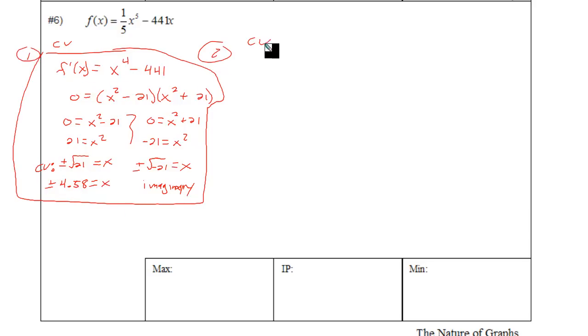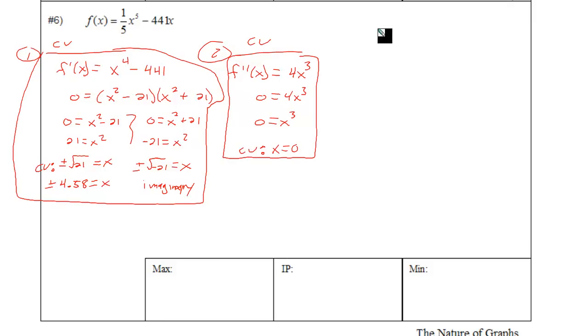Step 2, find more critical values. Take the second derivative. This would be 4x cubed minus 0. Set it equal to 0. And we end up with a critical value of 0. We have 3 critical values, 3 critical points.